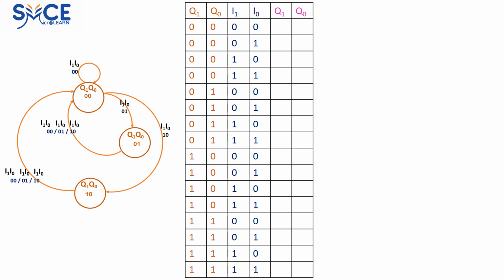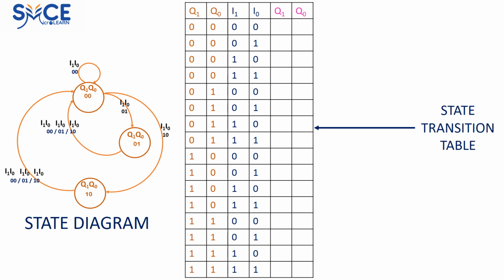Let's start the design. The first step is to create a table known as the state table or the state transition table. This is easily derived from the state diagram which we have created for our toy vending machine controller. Let's see now how to fill up the entries in the state transition table.